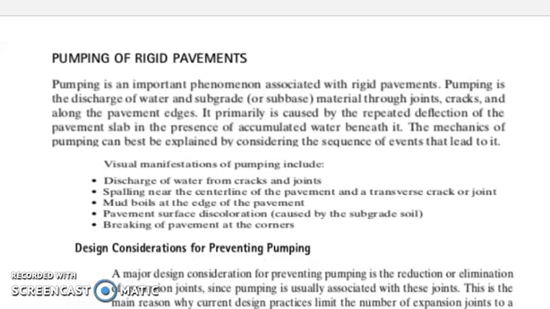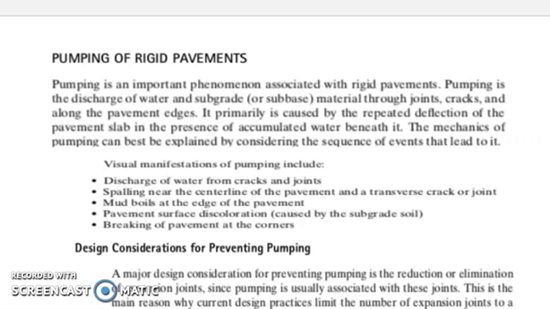Now we move on to pumping of rigid pavement. You have to take note that pumping is an important phenomenon associated with rigid pavement. Pumping is the discharge of water and subgrade or subbase material through the joints, the cracks, and along the pavement edge. It is caused by repeated deflection of the pavement slab in the presence of accumulated water beneath it.